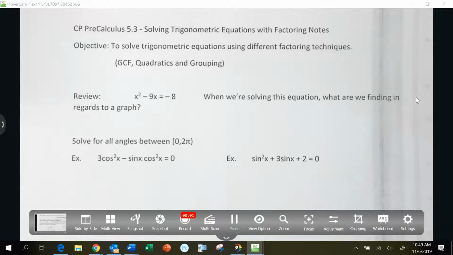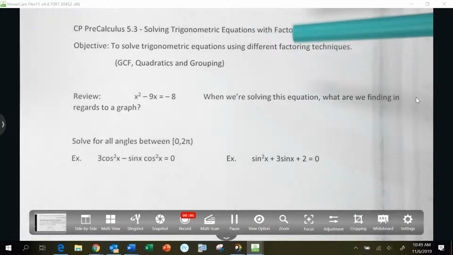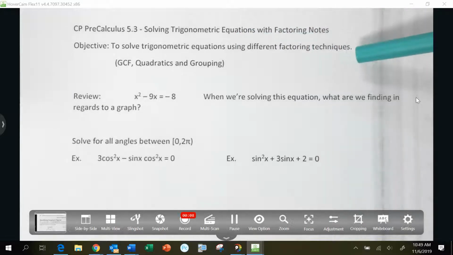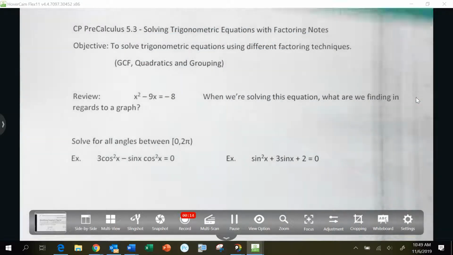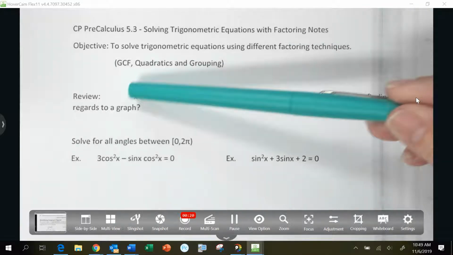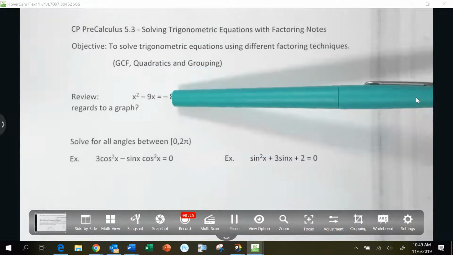Okay, today we're going to be doing the next section of 5.3. We're going to be solving trigonometric equations using different factoring techniques. Remember I told you we're going to have to factor with this stuff. Looking at GCF, quadratics, factor by grouping, things like that. So let's just review a quick question on factoring. What would I do for factoring this?